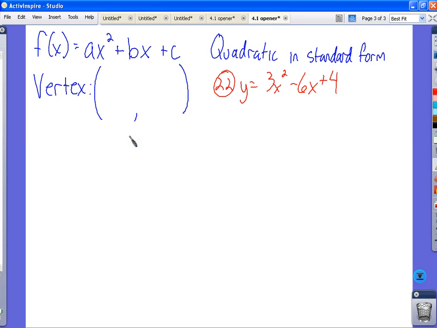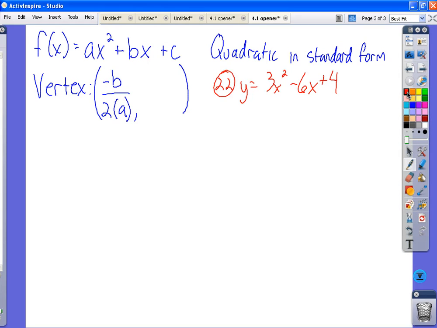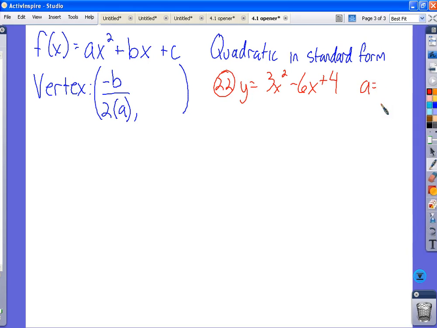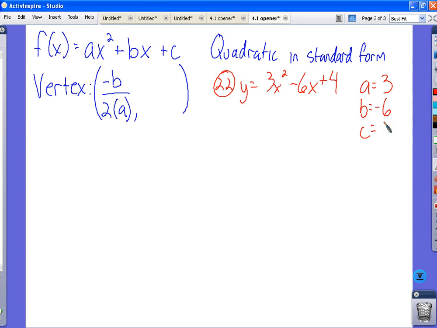The x, and when I write these letters down, I'm referring to these letters up here. Negative b over 2 times a. Negative b over 2 times a. So for this number 22, what is a? It's 3. 3 is a because 3 is the number in front of x squared. A is 3. What's b? Negative 6. What's c? 4. B is the number in front of x. C is the constant by itself.